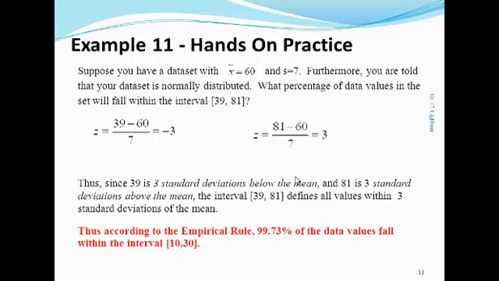You should have begun by computing the z-score for 39 and obtained -3, and for 81 and obtained a z-score of +3. This means that the interval 39 to 81 defines all data values that are within 3 standard deviations of the mean. The empirical rule tells us that 99.73% of the data values in a normally distributed data set will fall within 3 standard deviations of the mean. Therefore, for our problem, 99.73% of the data values for this data set will fall between the values 10 and 30.